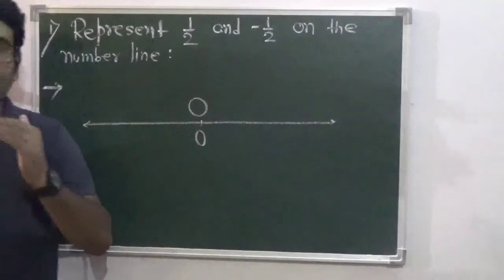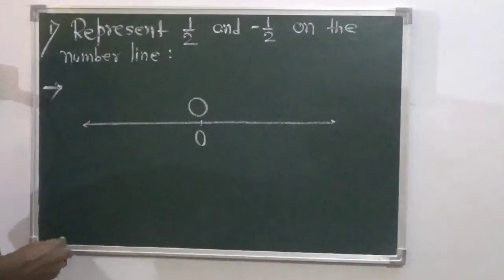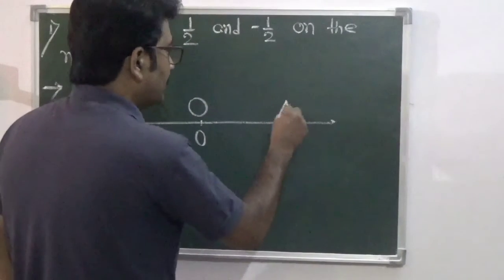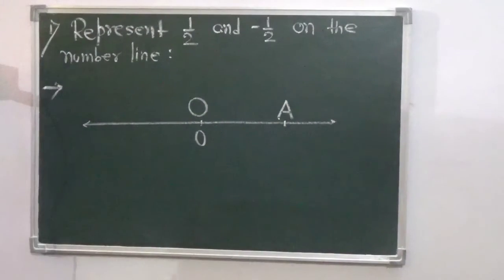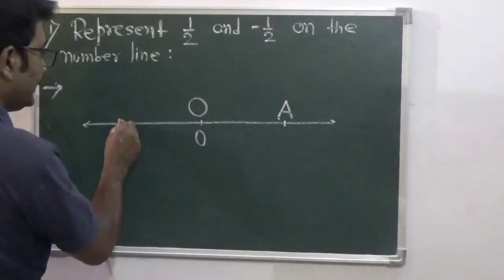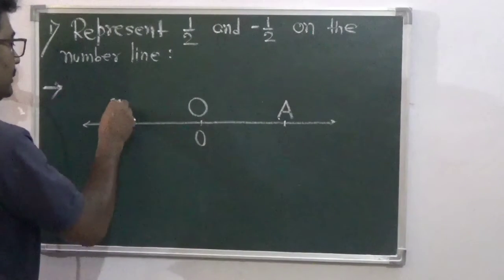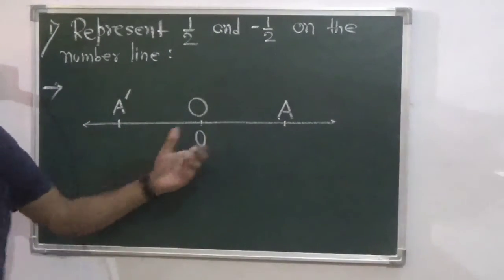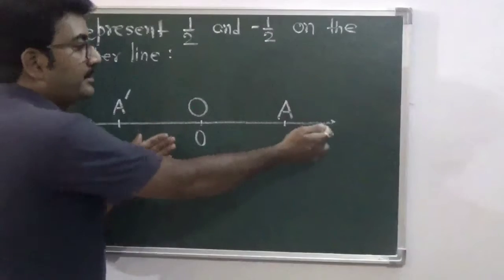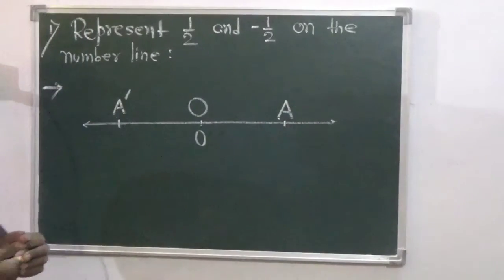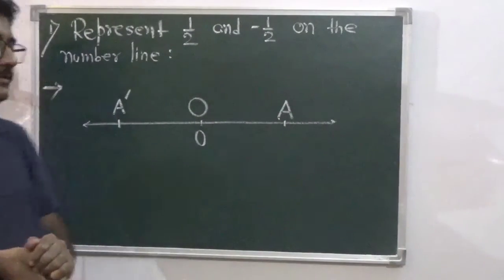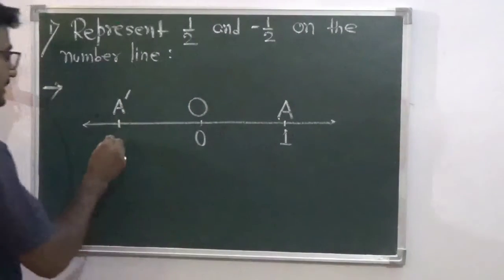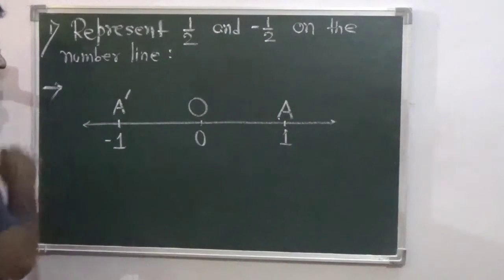Now set off unit lengths OA to the right of the origin, the point O, and OA dash to the left of the origin. We take this as 1 unit, not to scale. It can be here also; you can take any length depending on the requirement. Now A represents the integer 1 and A dash represents the integer minus 1.